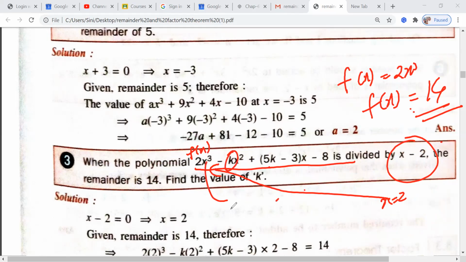So here what I will do, x cube is 2 cube. This is 2 square. This is into 2. That's it. This is equal to 14. Find the value of k from this. Simple thing. If you're able to understand the logic, this is very easy for us to do further.